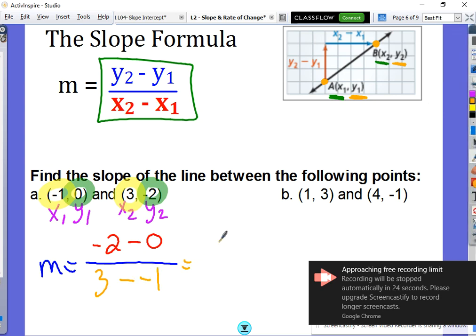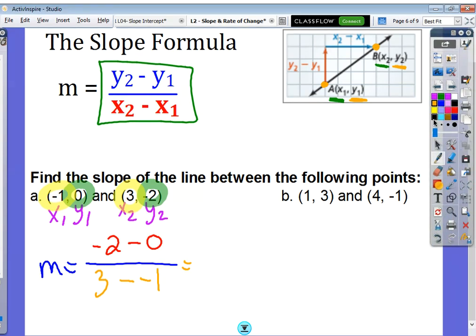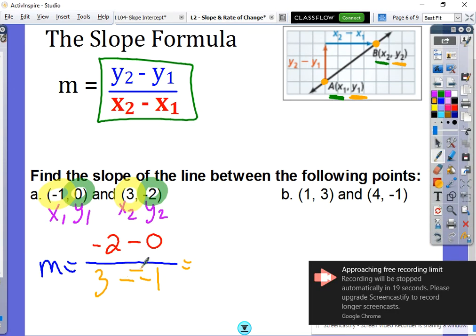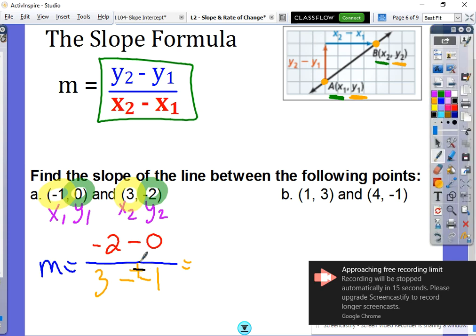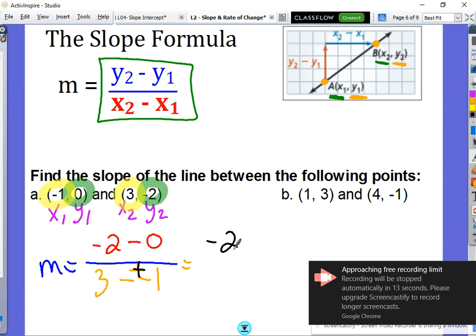Now here's where we got to be very, very careful. You got to be careful right here. 2 negatives create a positive. All right, 2 negatives create a positive. So you've got to be careful how you bring that together. We're left with negative 2 over 4, which simplifies down to negative 1/2. Try the next one with your neighbor. Keep it up. Best of luck.